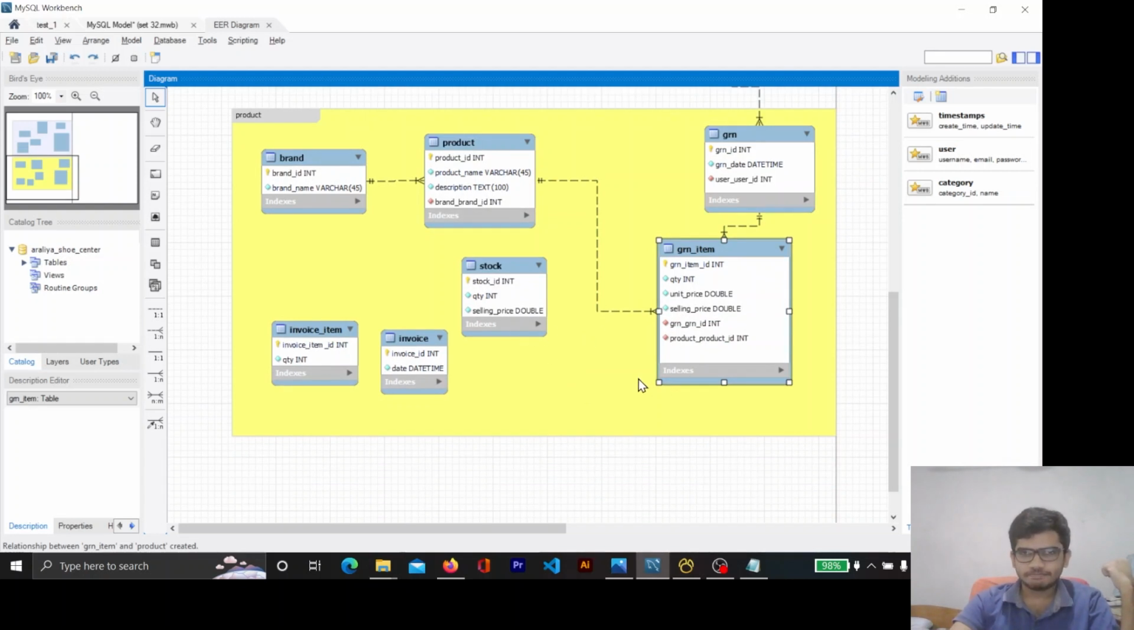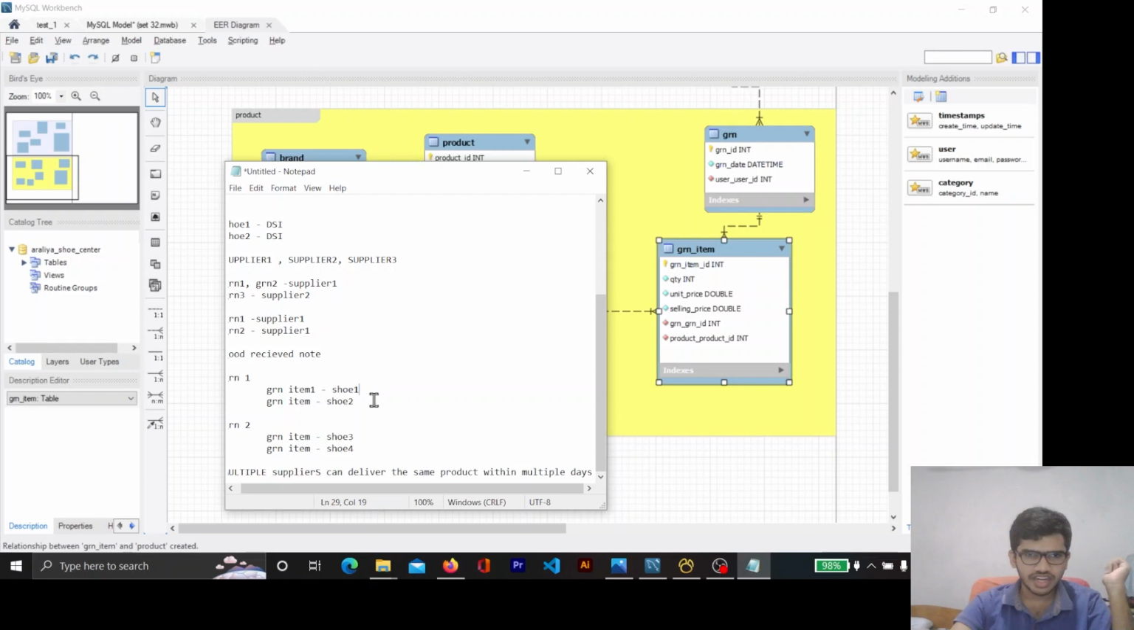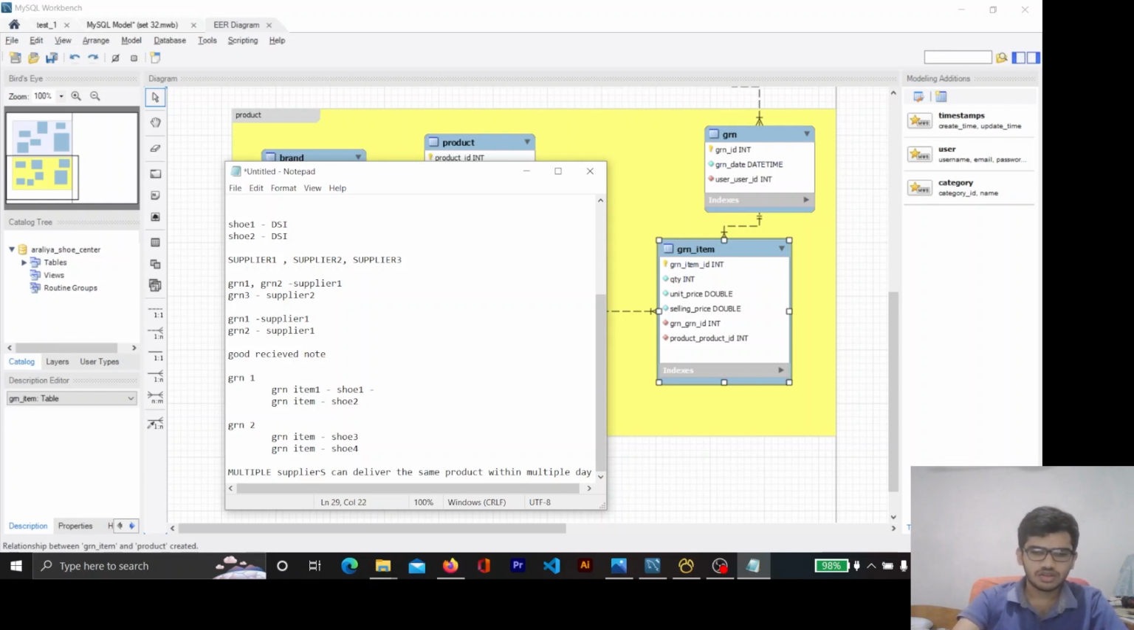Stock. So one stock can have many GRN items, and one GRN item can only be in one stock. Suppose GRN item 1 here, right, couldn't be in multiple stocks. So this should be within stock 1. This item should be within stock 1.